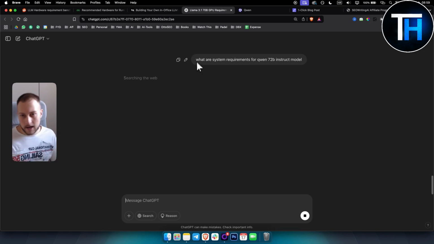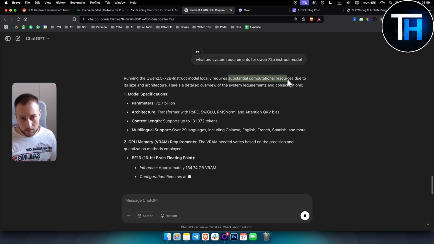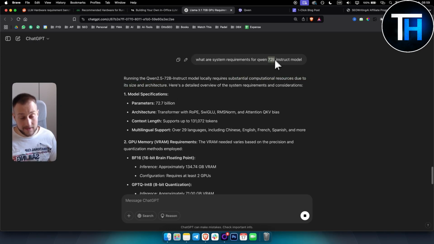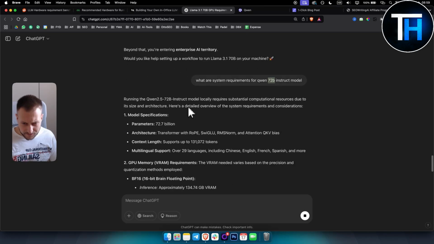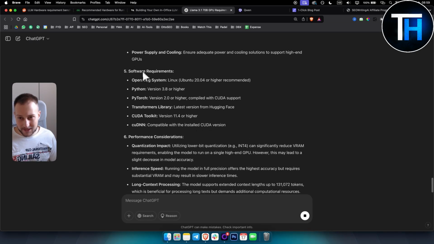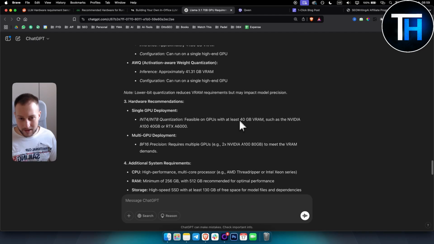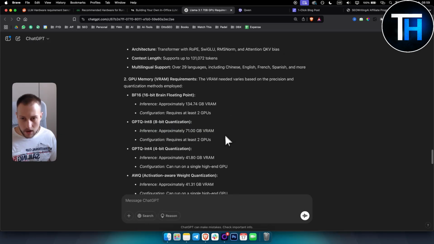Obviously, you can also research this yourself. But as you can see, running the Qwen instruct model locally requires substantial computational resources due to its size and architecture. 72 billion parameters is quite a lot more than the Llama we just mentioned here. The more parameters in billions, the more you will have to spend. As you can see, you have software requirements, like a single GPU with 40 gigabytes VRAM. For GPTQ Int4, which is 4-bit quantization, here you have approximately 41 gigabytes VRAM. So you get the point.